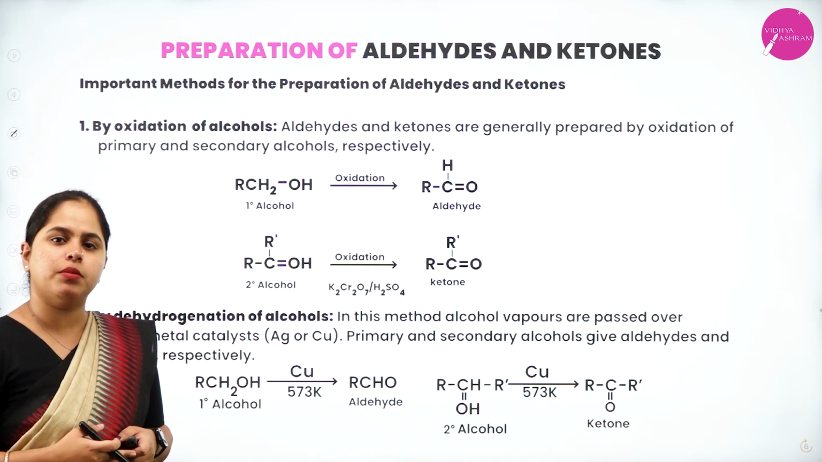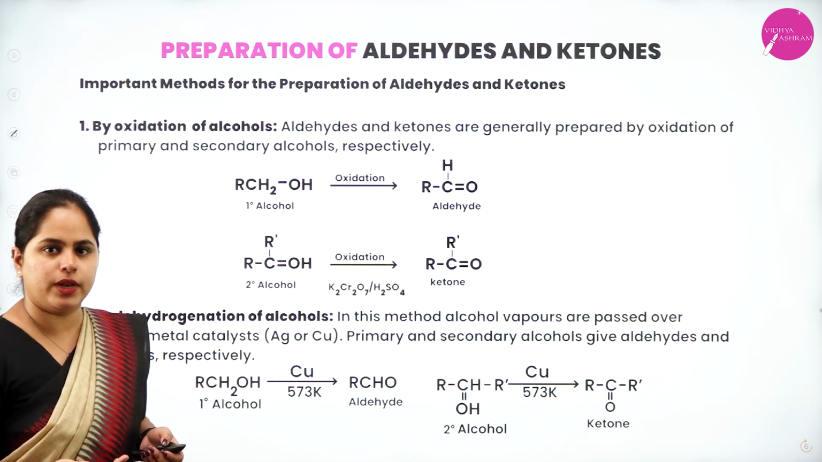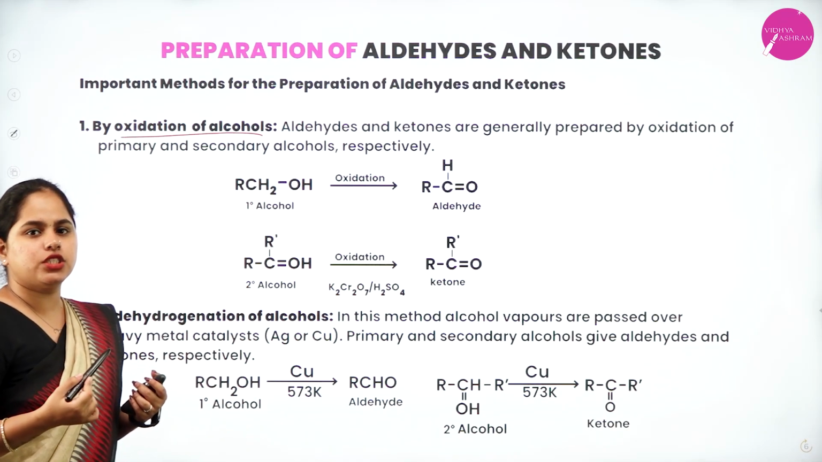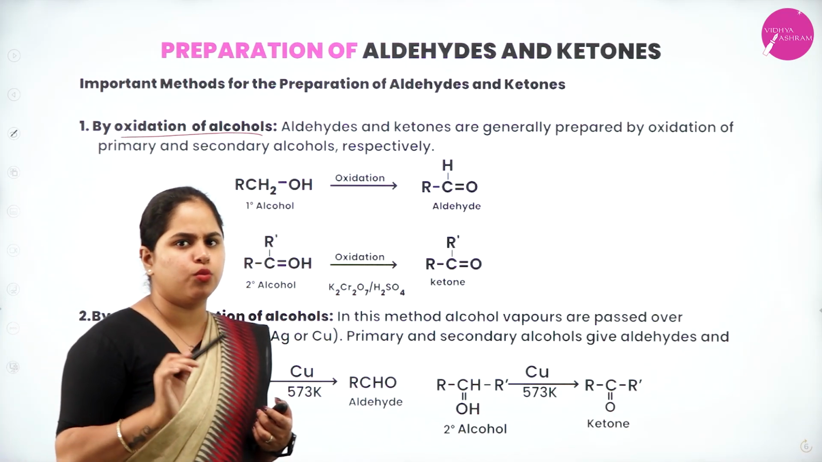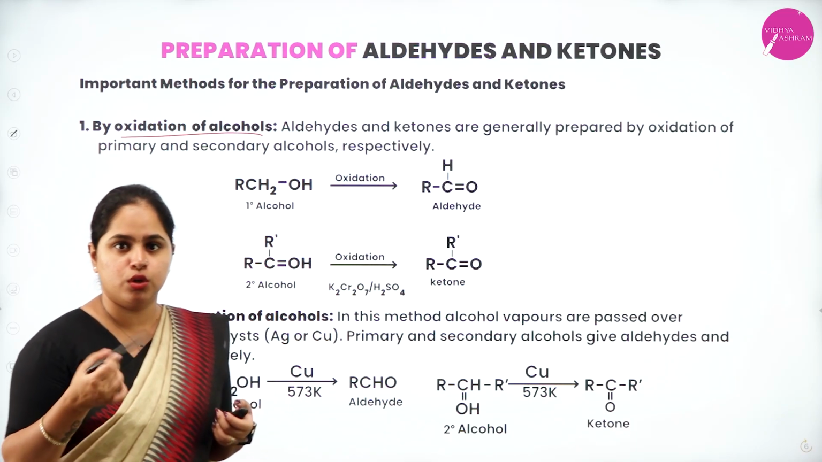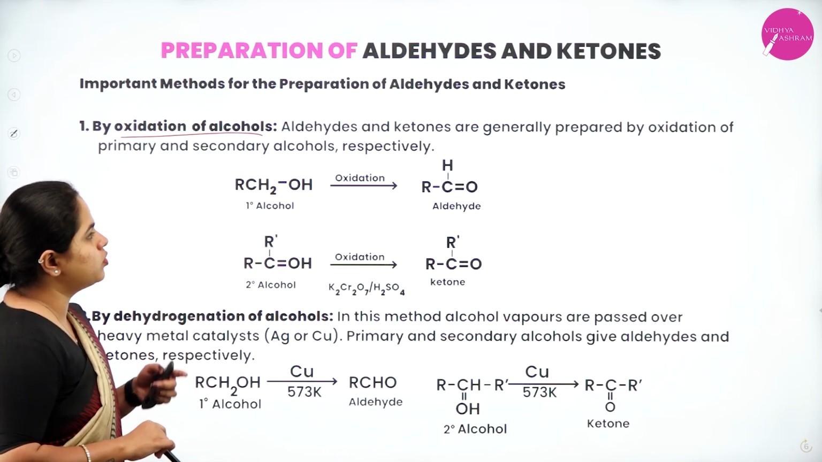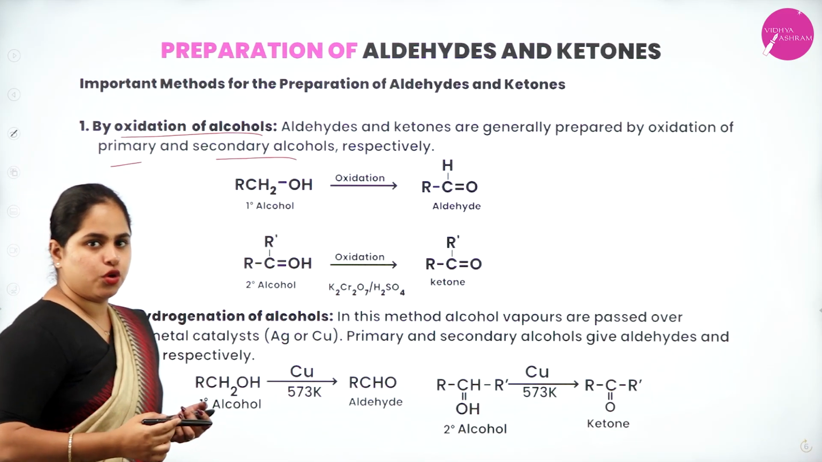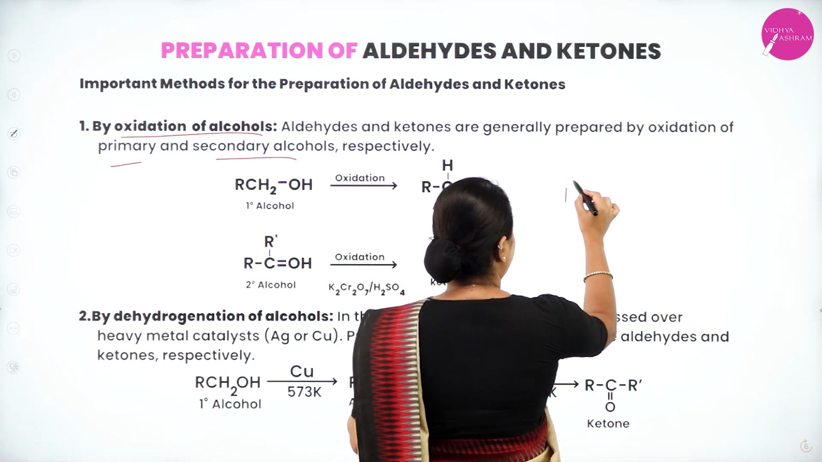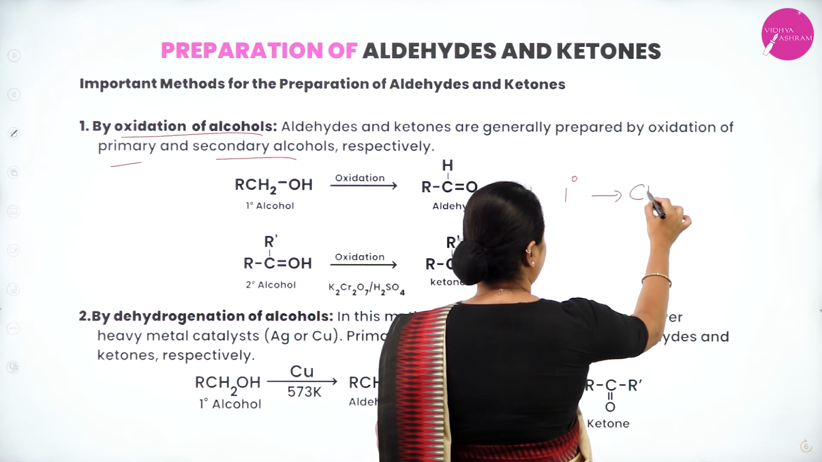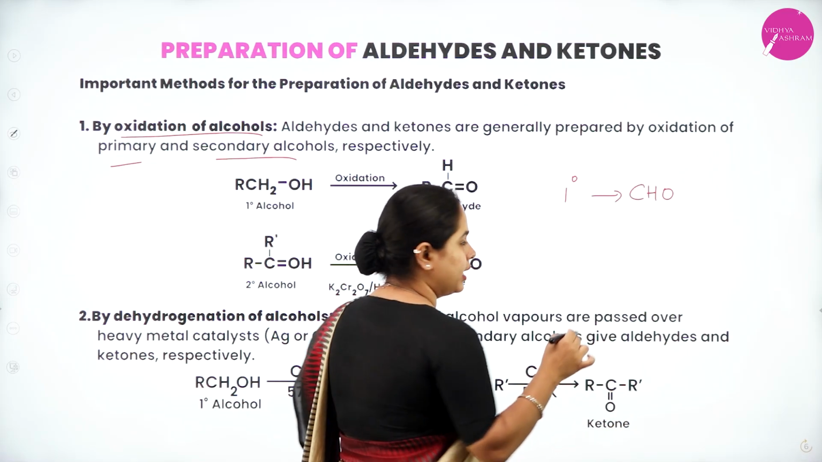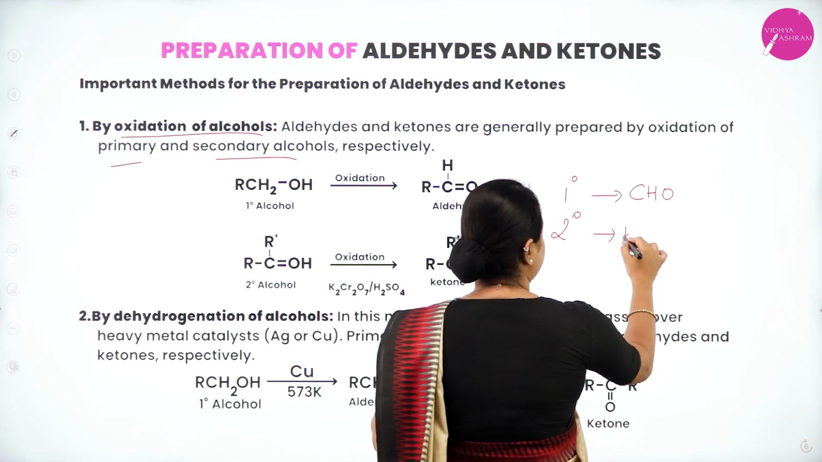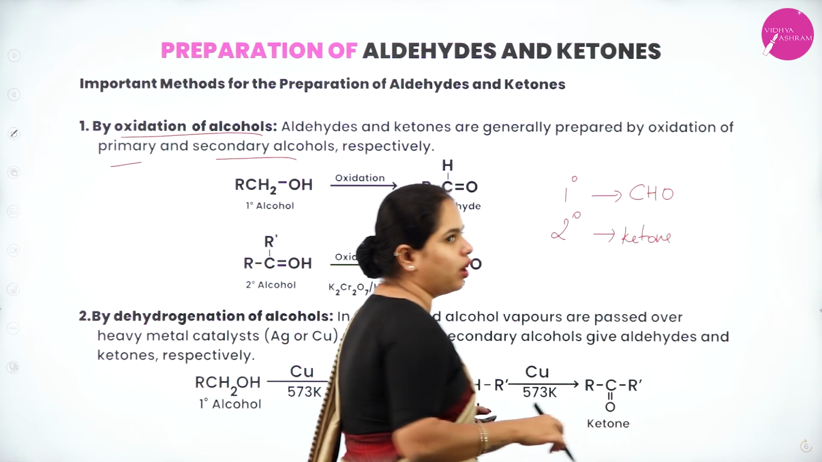These methods can be used for the preparation of aldehydes as well as ketones. So, the first one is by the oxidation of alcohols. Oxidation means either addition of oxygen or removal of hydrogen. So, here we are going to remove hydrogen. Aldehydes and ketones are generally prepared by the oxidation of primary and secondary alcohols. What you have to remember is, if you are using a primary alcohol and it undergoes oxidation, you are going to get an aldehyde. If it is a secondary alcohol, you are going to get a ketone. Okay, so this you have to remember.